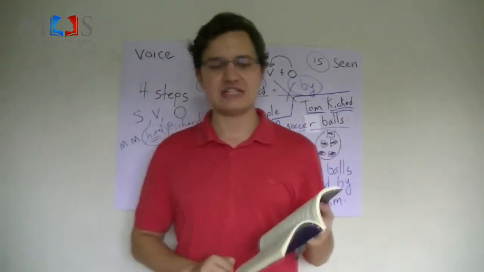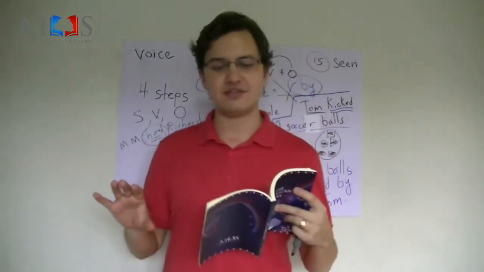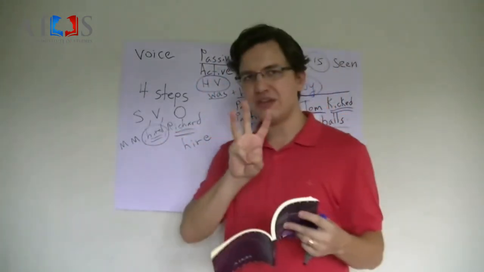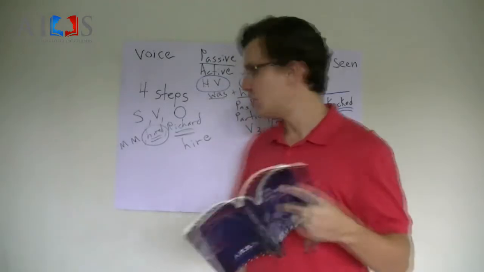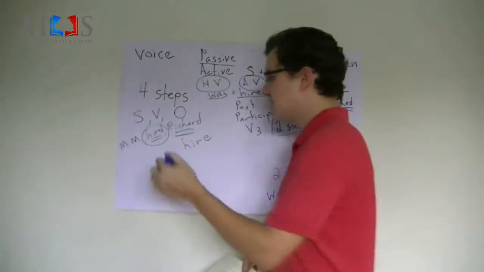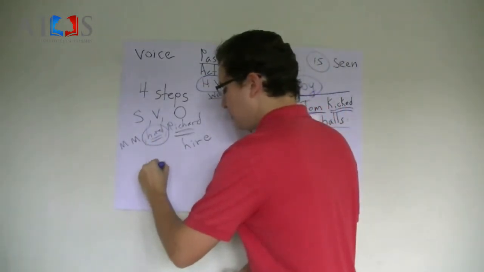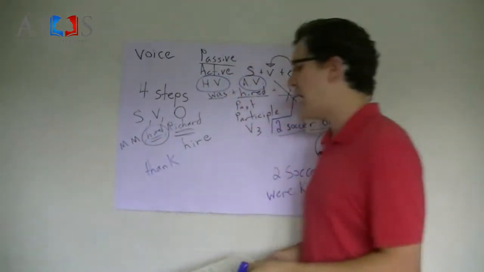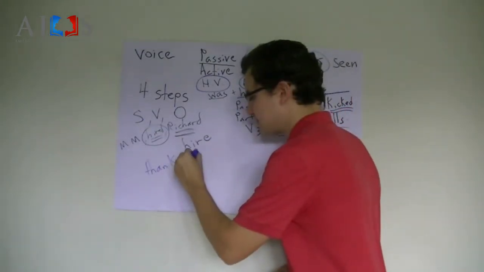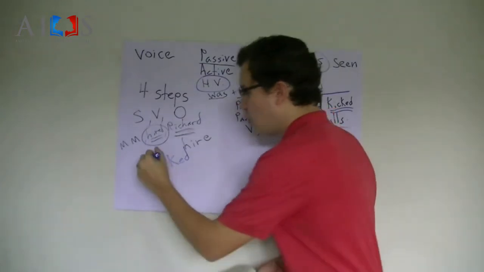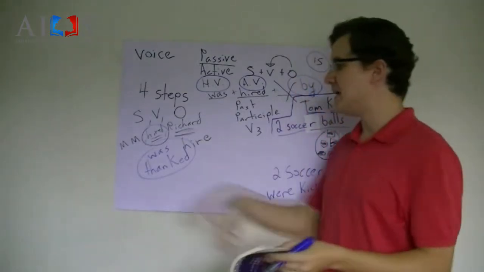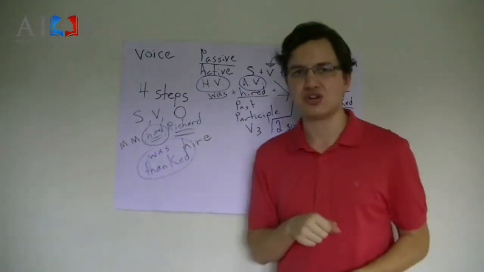Now on page 117, you change passive to active. And this is a much simpler process. Only 3 steps. So in this one, Mrs. Miller thanked Richard. So we'll use our same example, but change the verb from hired to thank. And it's the past tense. Was thanked. So Mrs. Miller was thanked by Richard.